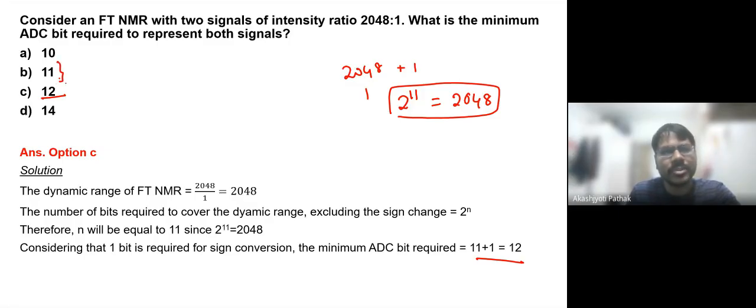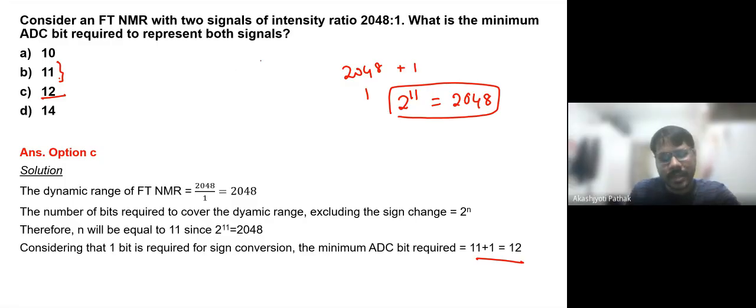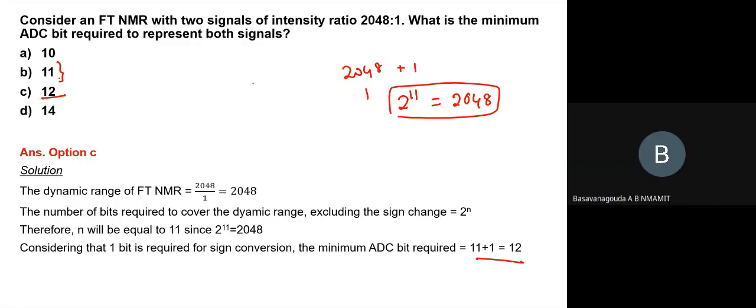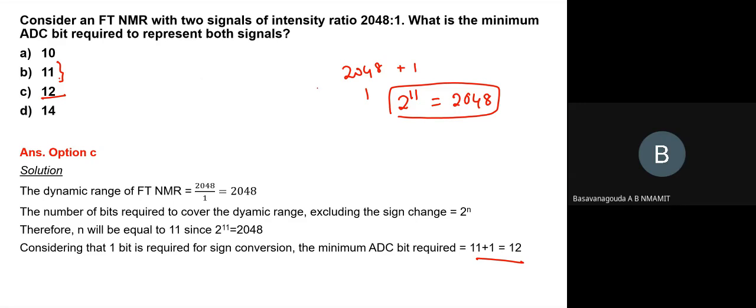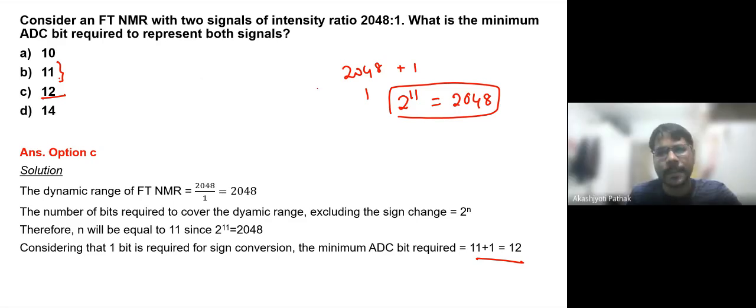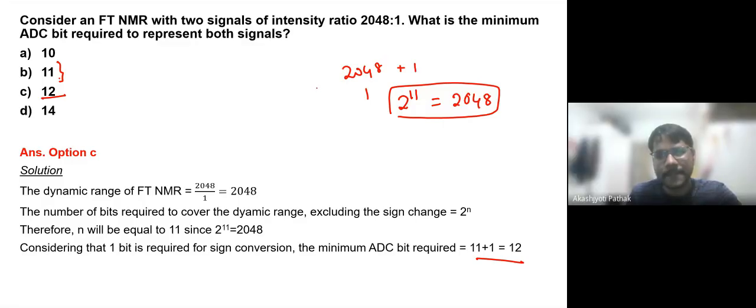Yeah, what you're saying is actually correct. For just representing the signals, 11 bits should be sufficient. You do not require that extra one bit for the signal. If in this question we are adding a signal conversion plus one, and in the next question we also add the one signal conversion.